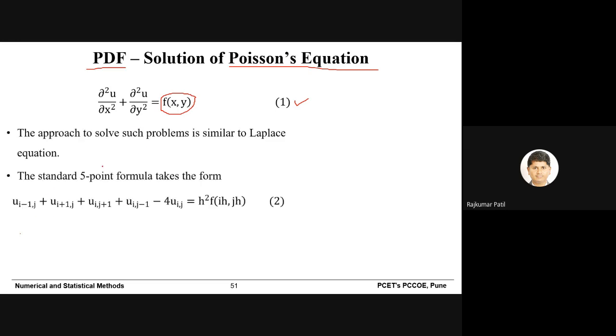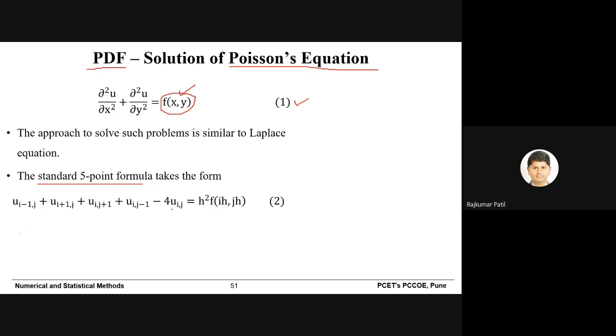In case of Laplace equation, we saw the standard 5-point formula as well as the diagonal 5-point formula. But in this particular case, most of the time you will use the standard 5-point formula to calculate the unknowns in the mesh. Again, because of this term f(x,y), you will see a little bit of modification in the standard 5-point formula.